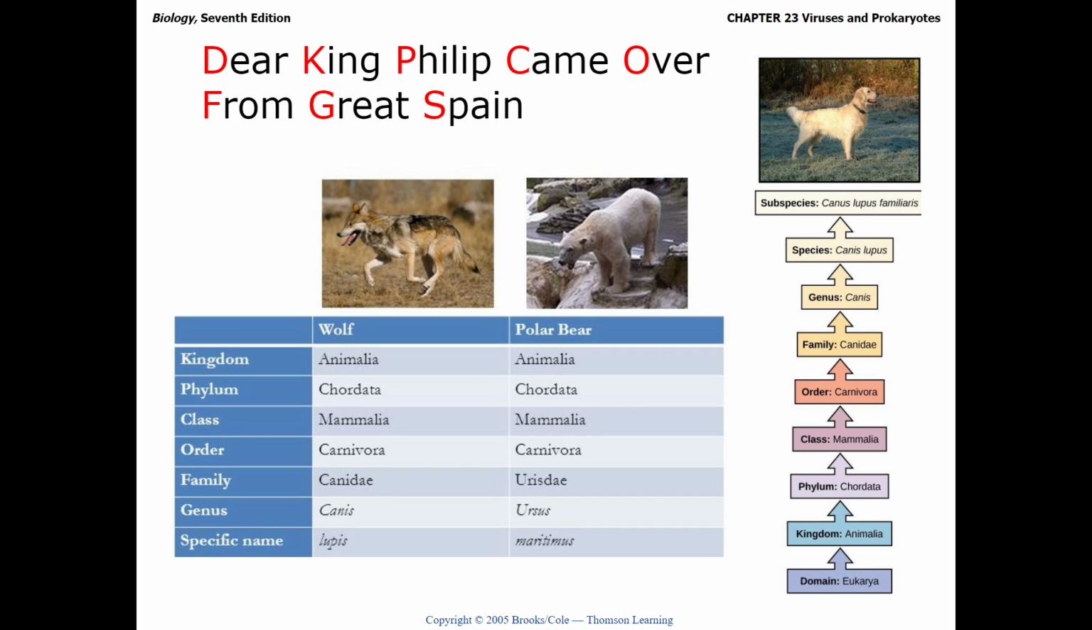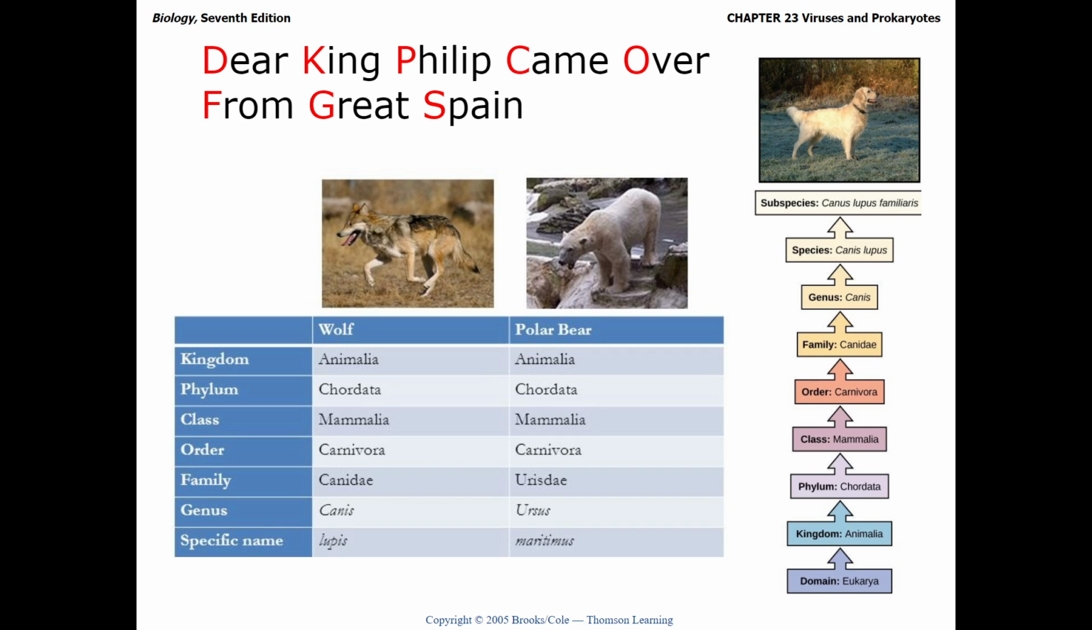Oftentimes, the classification system is reversed, and you'll start at the top and move down, which is the case for the images on the left in the table that is below the wolf and polar bear picture. Looking at the blue shaded parts of the graph on the left, starting at the top and moving down, you have kingdom, phylum, class, order, family, genus, specific name, or species. So in the graph on the left in blue, we are moving from the top down and being more broad to more specific.